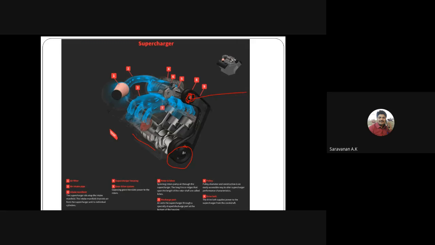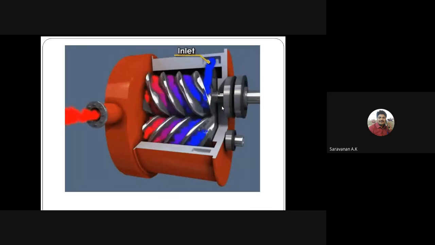Is it clear or not? Then here we have the seventh part, which I can explain. Just see how the superchargers work. Is it clear or not? Anyone? Yes, sir. Right. Then how can we increase the power?